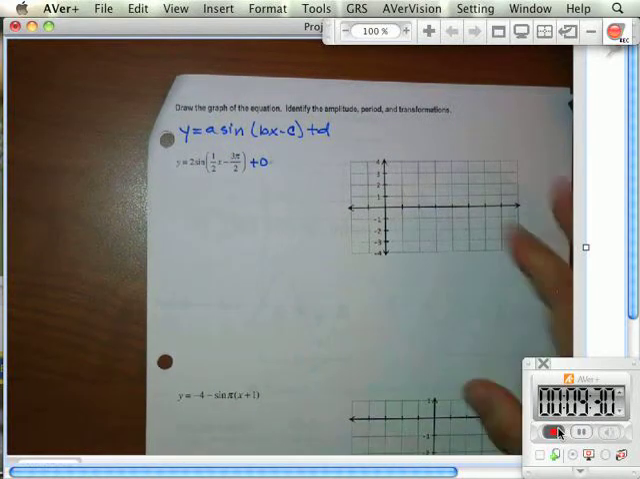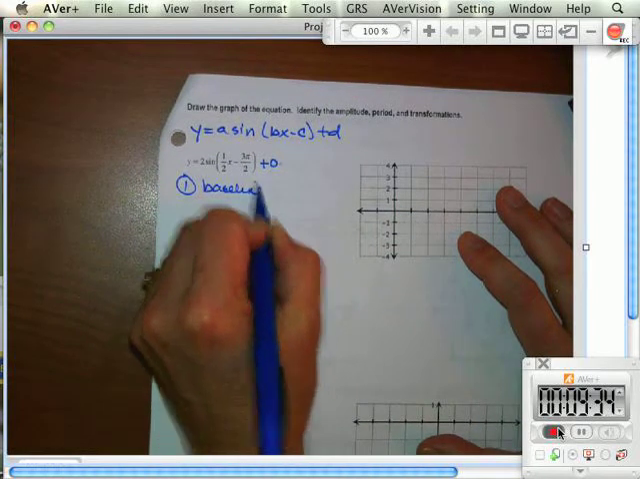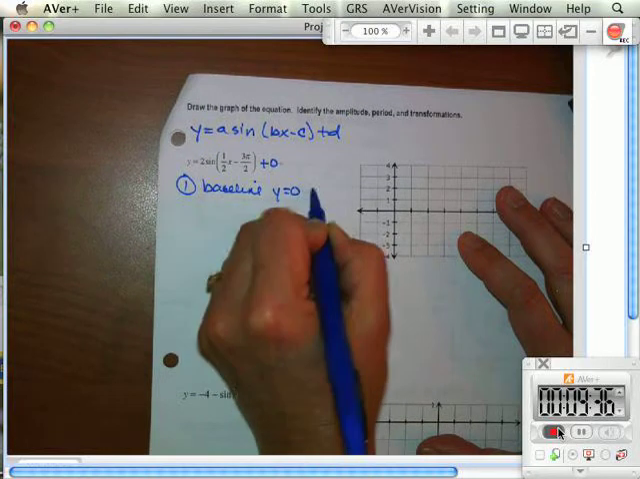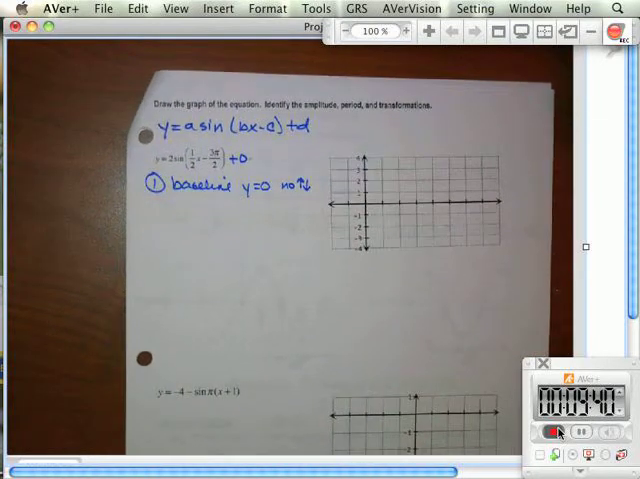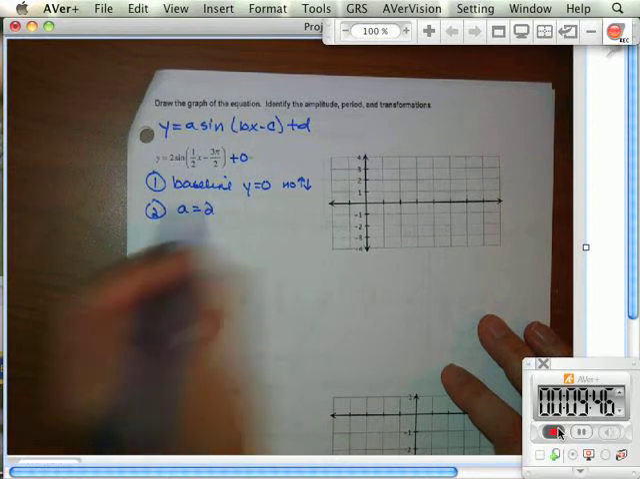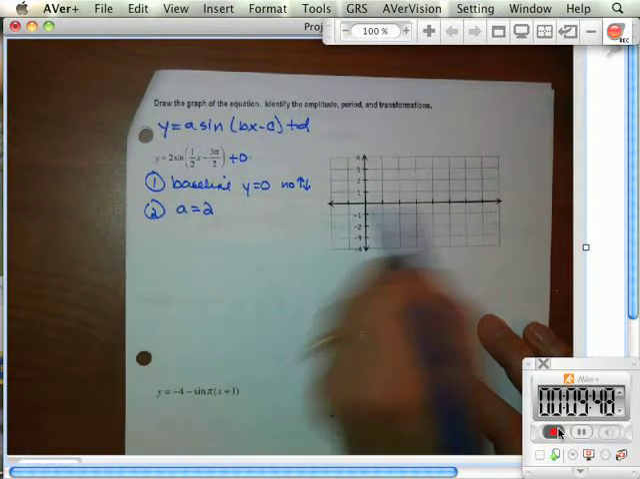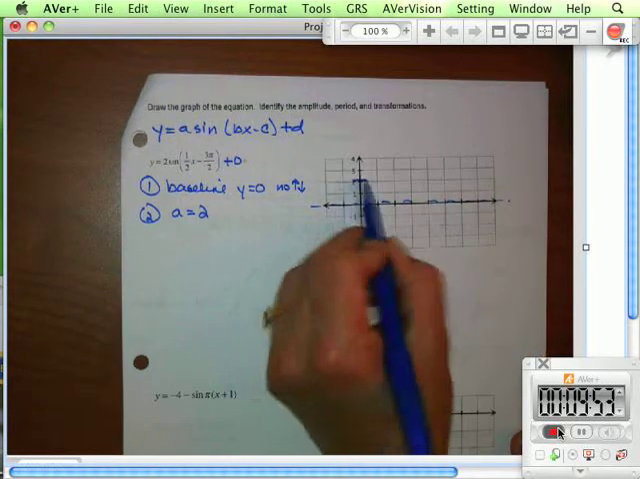All right, first is the baseline. It's just y equals 0. There is no up or down movement, okay? So that's easy. What's my amplitude? 2. So no up and down movement, so this is my baseline right here. And I'm going to mark my amplitudes.